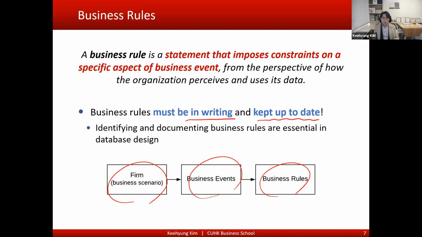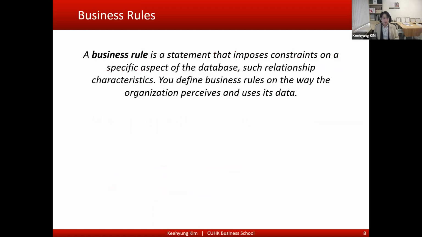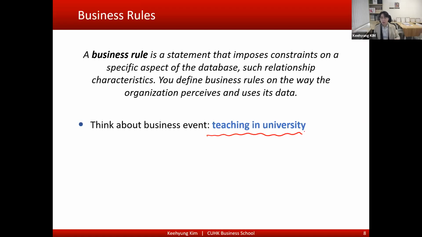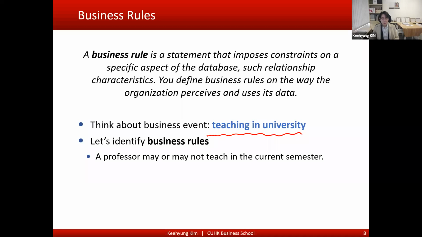Let me give you an example of what business rules actually are and how we are able to infer them. Let's think about business events, and let's say your firm is a university. In a university, there are many business events that may happen, and one of them is teaching. Let's say we want to identify business rules related to this business event. Then we may have this type of business rule.